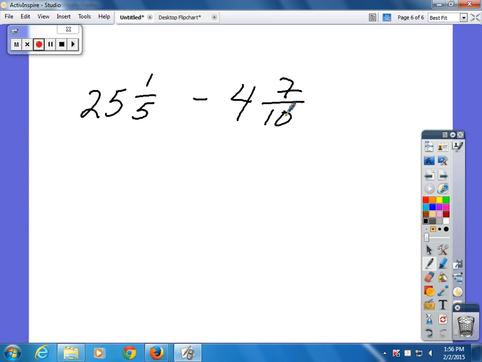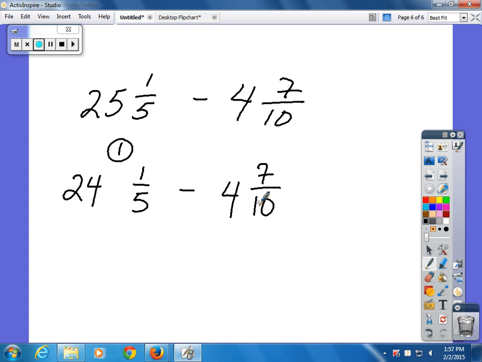So that's going to be 24. You've got a 1 floating around. 1/5 minus 4 7/10. Now I borrowed 1 from this 24, that's floating around up here, but I've got to bring it down and combine it with this. But I've got to bring it down with the same denominator. So technically, I bring it down as 5 what?